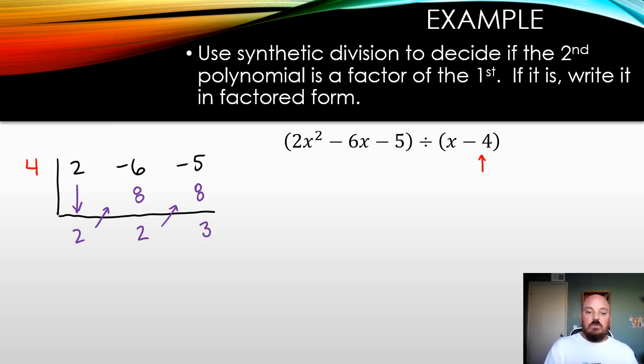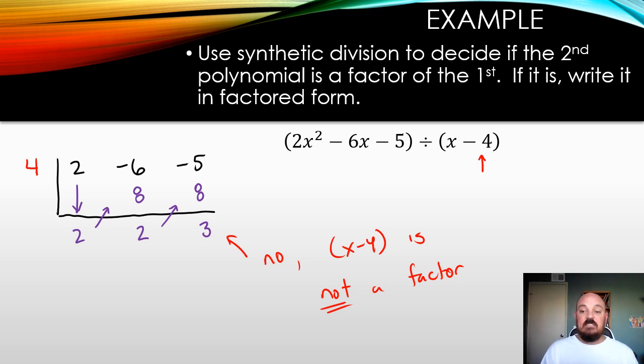So the answer to this question is no. X minus 4 is not a factor. Remember, if it was a factor, we would have to get a 0 at the end. So if you get a 0 for the remainder, then it's a factor. If you get any other number, we got a positive 3 here, it's not a 0, then it's not a factor. So that's what we're doing, and we're done with this question. That's our answer, is no. X minus 4 was not a factor.